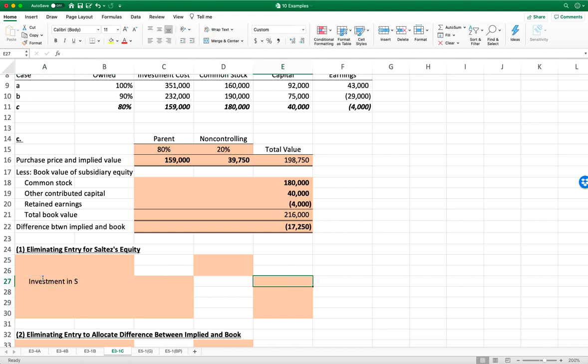So to get rid of an asset account, we're going to credit. Our original investment in S was $159,000, so we have to eliminate $159,000. We then need to get rid of our subsidiary's equity accounts. So common stock and other contributed capital both have credit balances, so to get rid of them, we're going to debit them.